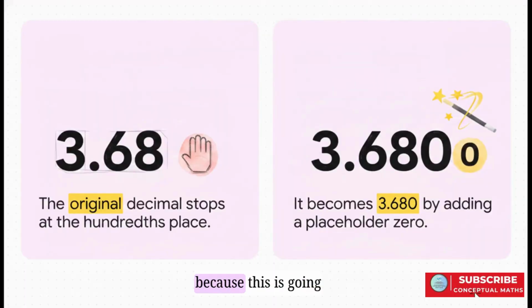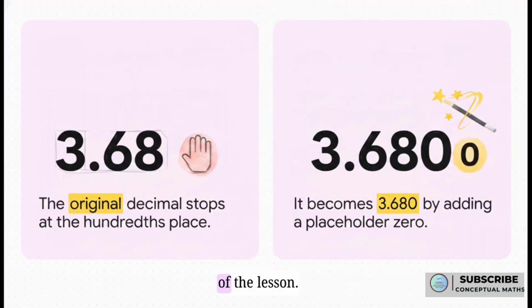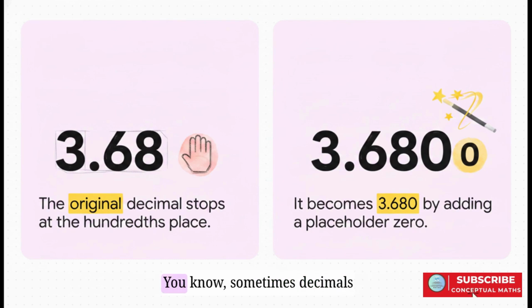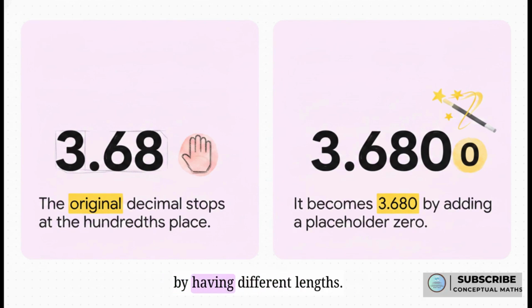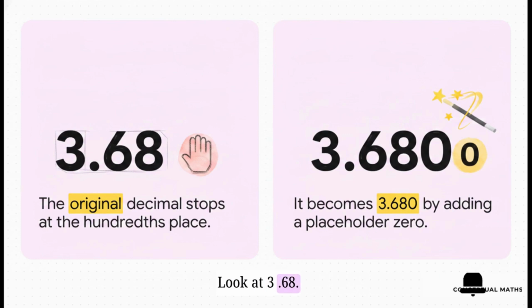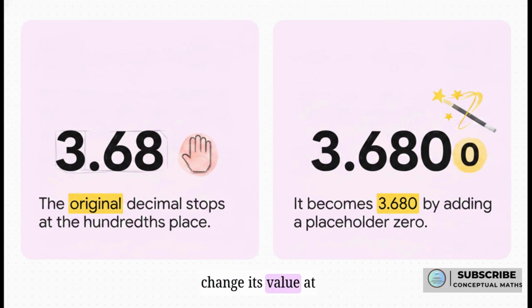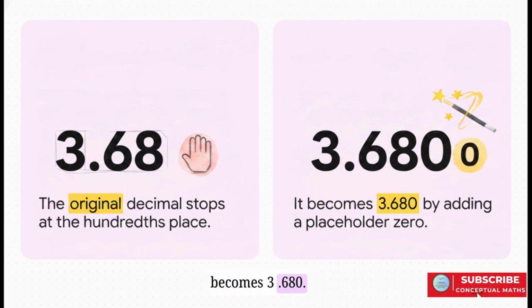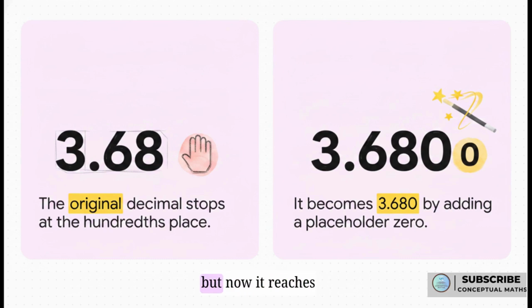Moving right along to part 2, the placeholder zero trick. Prepare yourselves, because this is going to be the big aha moment of the lesson. We're going to introduce a little magic trick that makes confusing, mismatched numbers incredibly simple. You know, sometimes decimals try to trick you by having different lengths. Look at 3.68. It stops at the hundredths place. But here's the secret. Adding a 0 to the very end of a decimal doesn't change its value at all. It just acts as a perfect placeholder. So 3.68 gracefully becomes 3.680. Same exact value, but now it reaches all the way to the thousandths place.